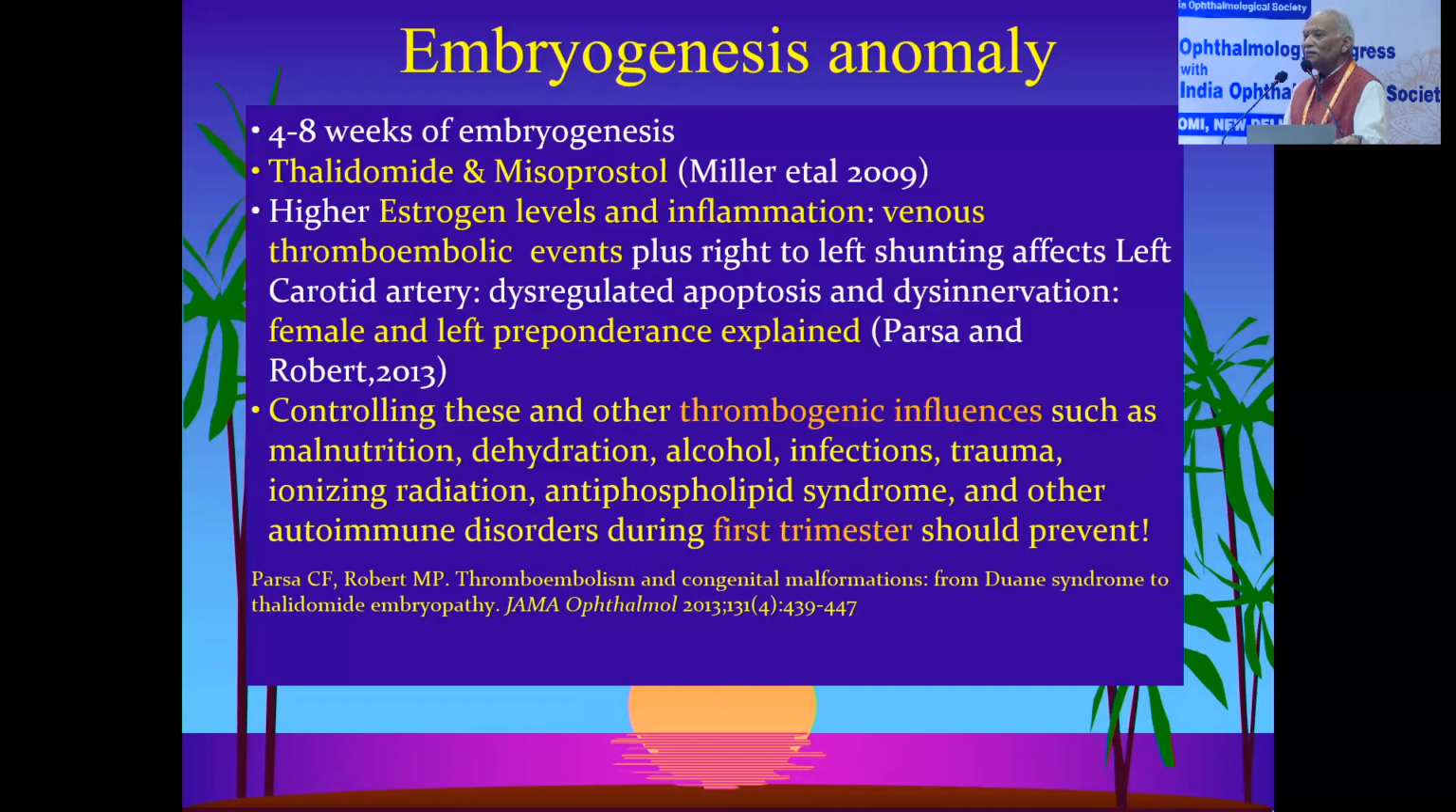The embryogenesis is interesting. Around 4 to 8 weeks of embryogenesis. Again, thanks to Marilyn Miller, we learned about this. Thalidomide and misoprostol are among the culprits in some of the cases. It's the higher estrogen level and inflammation which causes venous thromboembolic events. I think an interesting article by Parsa and Robert in JAMA Ophthalmology 2013 is there, which I like because it suggests that if we can control thrombogenic influences during the first trimester in these pregnant ladies, we may be able to probably prevent having Duane's retraction syndrome in future.